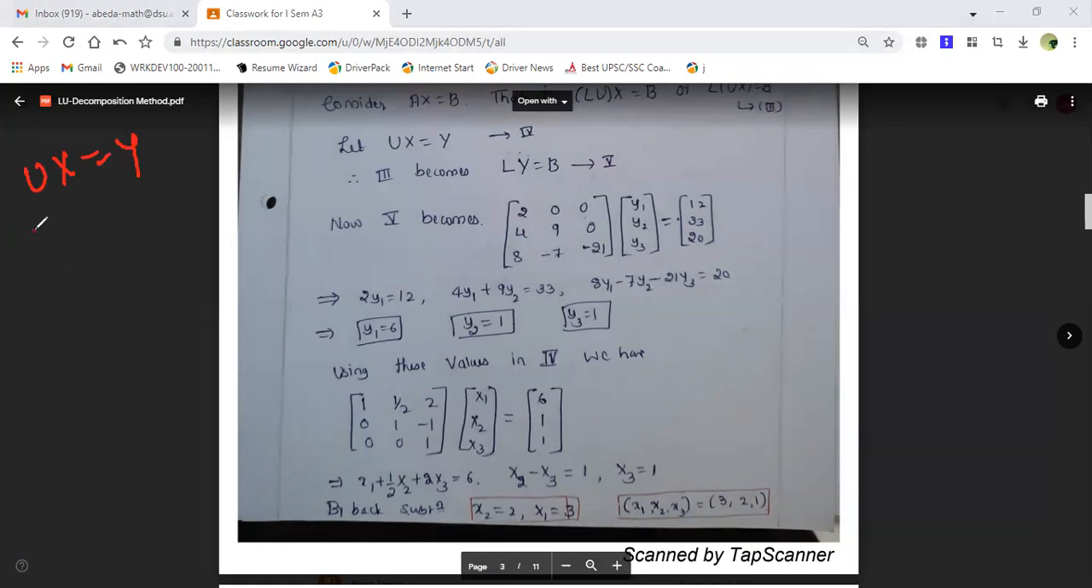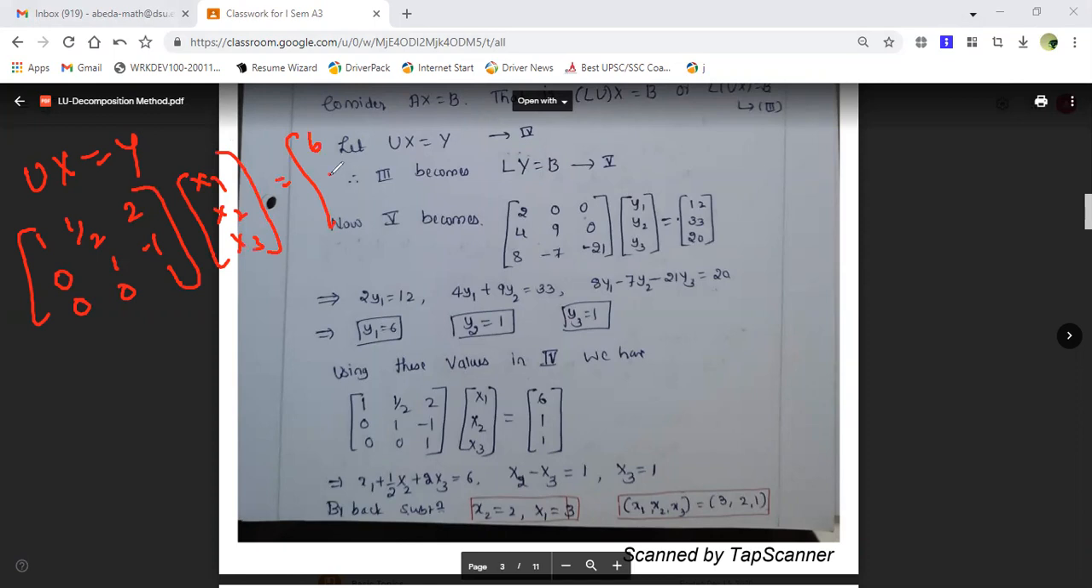So what is U? U is the upper triangular matrix, that is 1, 1 by 2, 2; 0, 1, minus 1; 0, 0, 1. Into, I consider this as x1, x2, x3, which is equal to y1, y2, y3. y1 is 6 here, y2 is 1 here, and y3 is 1 here. Okay, so once again, this is x1 plus 1 by 2 x2 plus 2 x3 is equal to 6. Again, this is x2 minus x3 is equal to 1, and from this x3 is equal to 1.